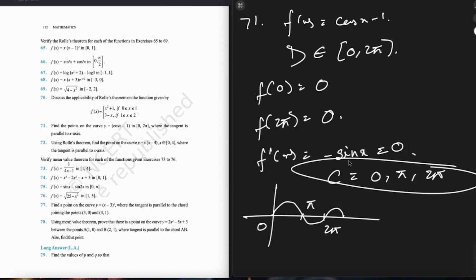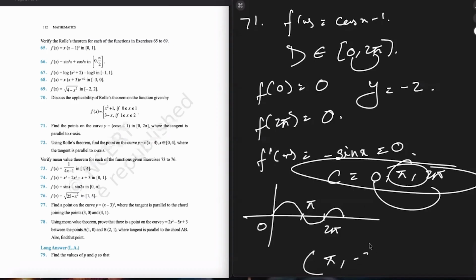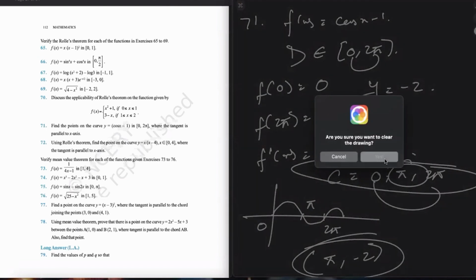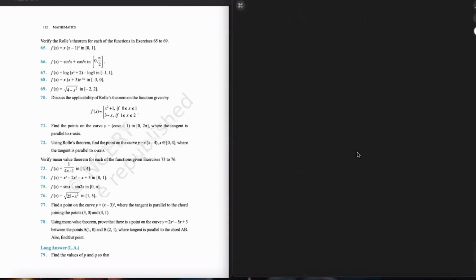And now you can do one thing. Leave out these points, 0 and 2 pi. Just take this one, pi, and find the y for this. Like y is equal to cos x minus 1, right? So cos pi minus 1, so it will be minus 2. The point which they are asking for will be x value pi, y value minus 2. This will be your answer. They're asking for the point where the tangent will be parallel to the x-axis, so you have to find the x and y coordinates.